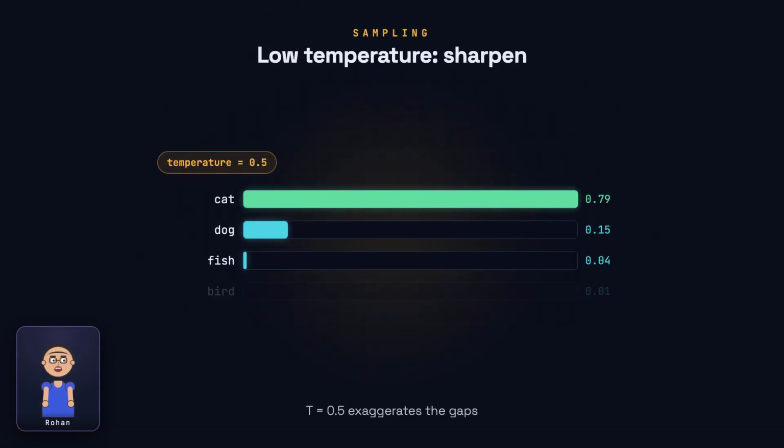Set temperature to 0.5. Dividing by a half doubles every logit, so the gaps between scores grow. After softmax, cat's lead balloons from 50% to nearly 80%. The distribution is now sharp and focused. The model becomes confident, consistent, and boring in the best possible way. This is what you want for facts and code.